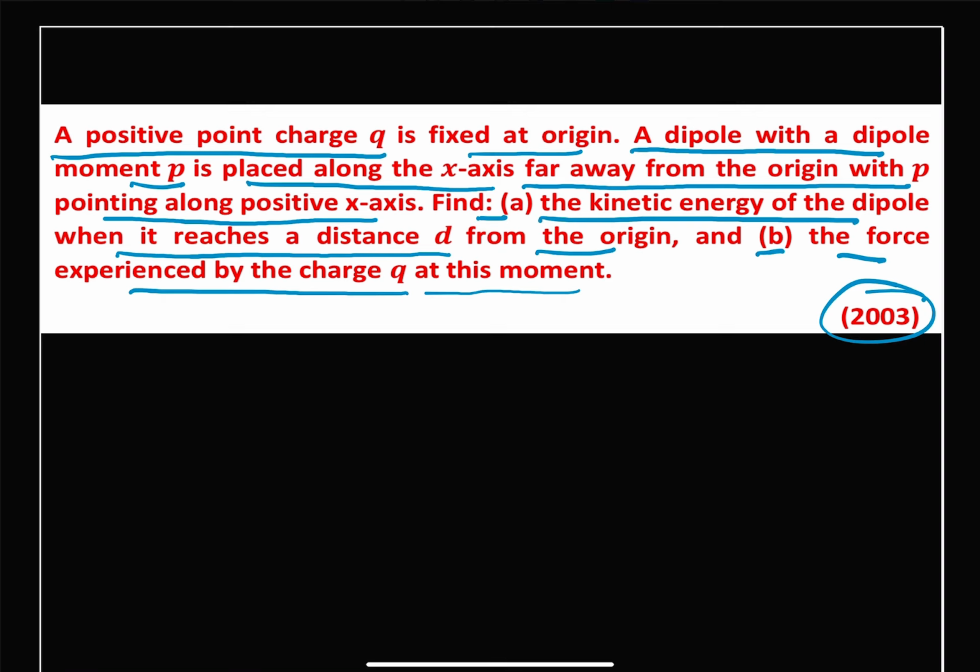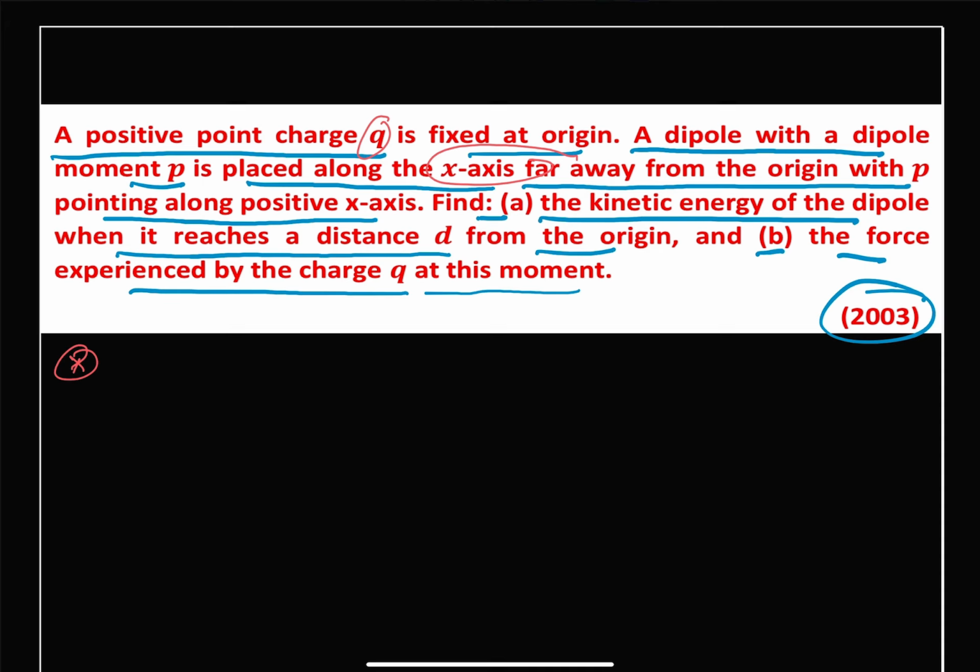So we are given that we are having a dipole and there is a charge fixed at the origin. Okay. So we are given that the point charge is fixed at origin and the dipole is initially very far away and it is brought closer.